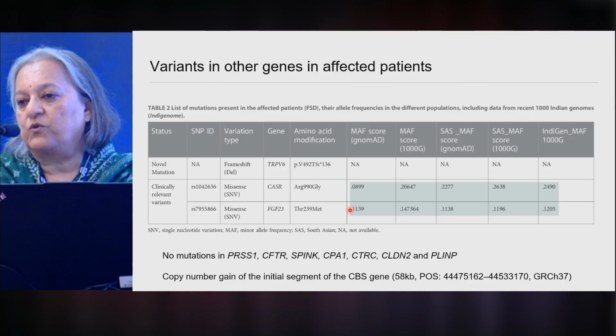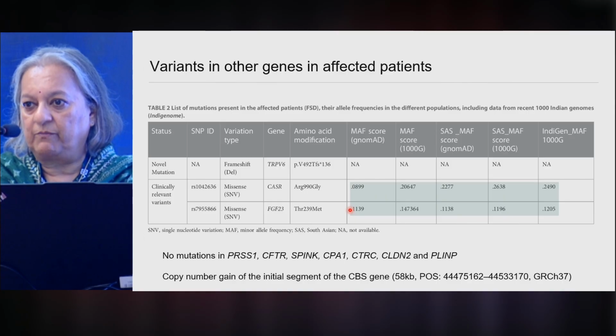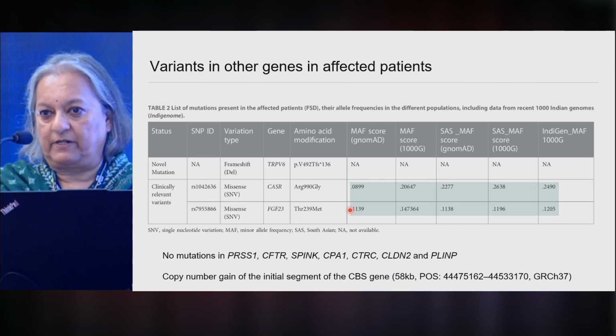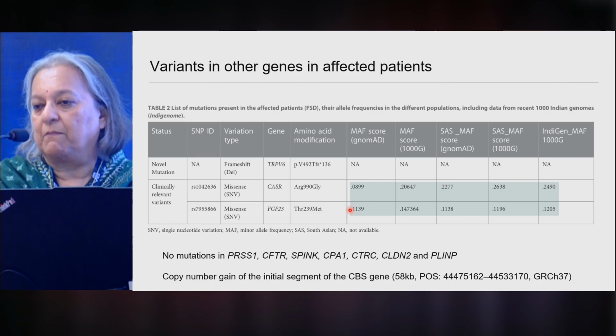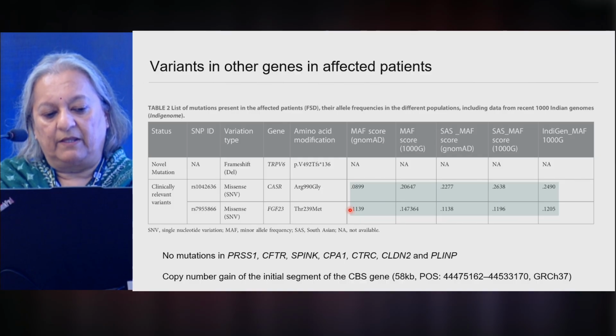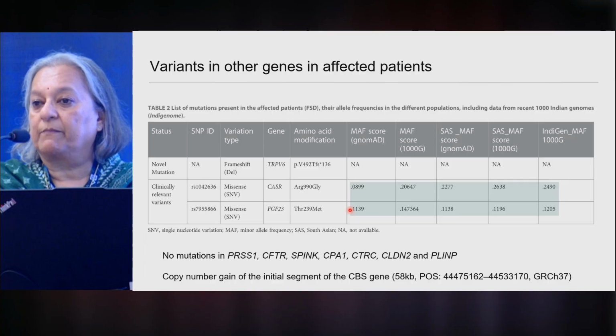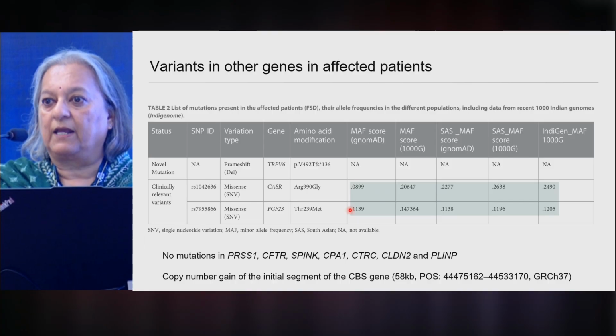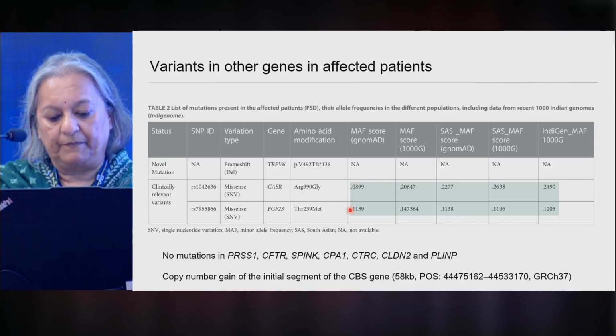You can see that these 2 variants are not rare in the Indian population, but nevertheless, these 2 genes have been associated with pancreatitis. And I'd like you to bear this in mind because this might have relevance in the later part of my talk. There was a copy number gain in the initial segment of the CBS gene, but we didn't investigate that further. This was also seen in the affected members of this family.